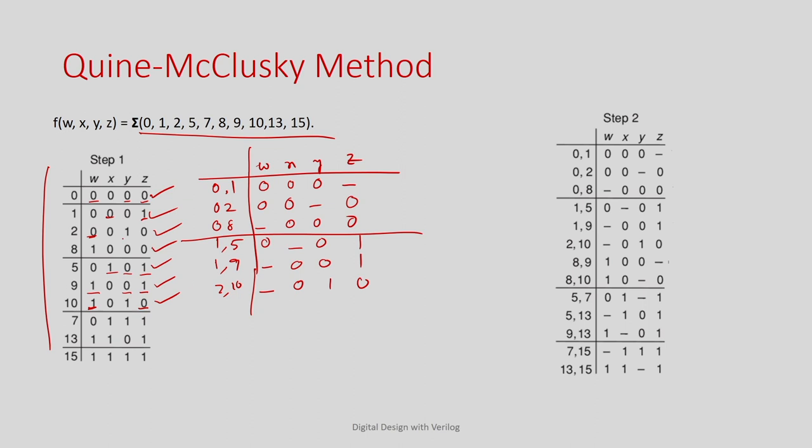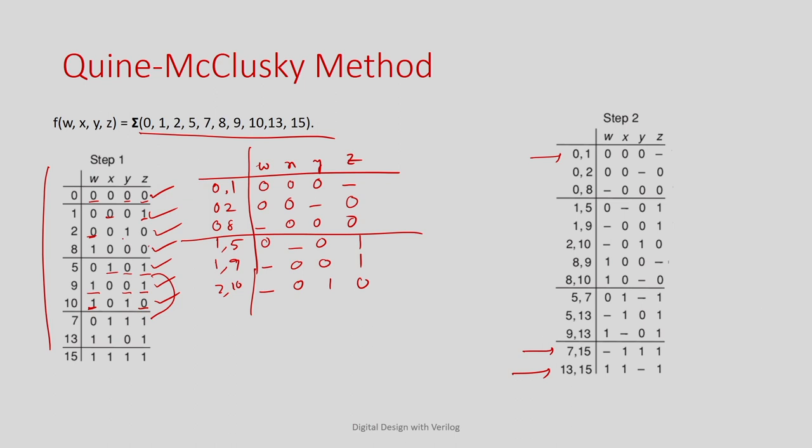Now I will take 8 and again combine with 5, 9 and 10. I just keep doing this process, then 5 with 13, 9 with 7, 9 with 13 and so on. If you keep doing it, I will end up getting this table. Each row says where 0 and 1 combined, here 13 and 15 combined, here 7 and 15 combined and so on. This I will get after step 1.